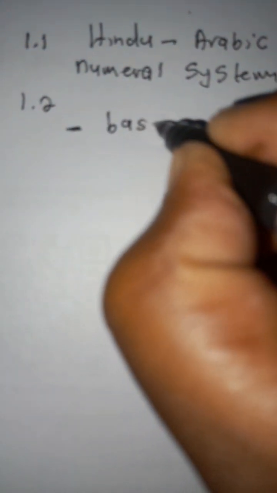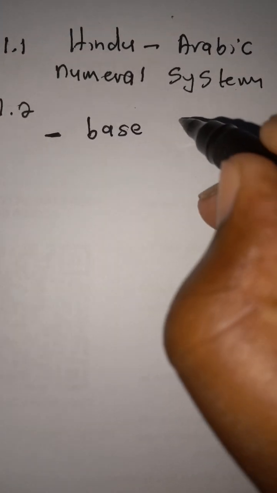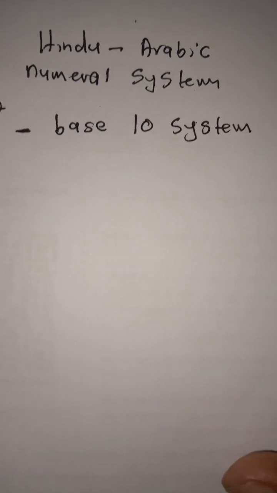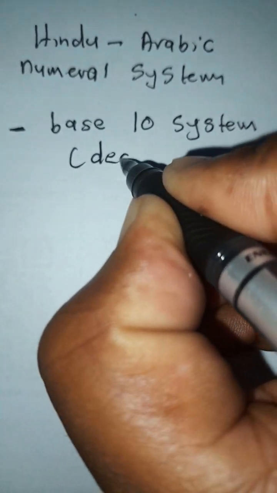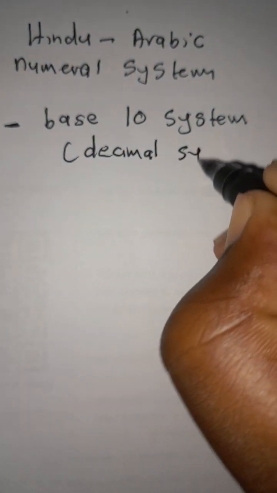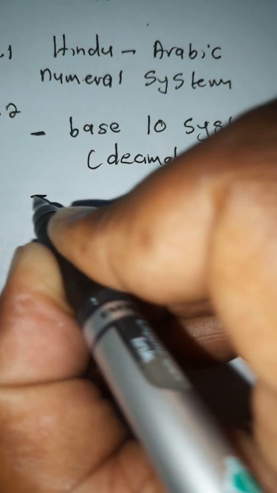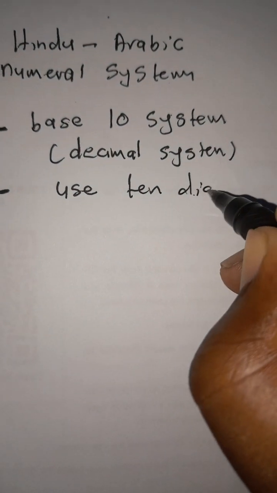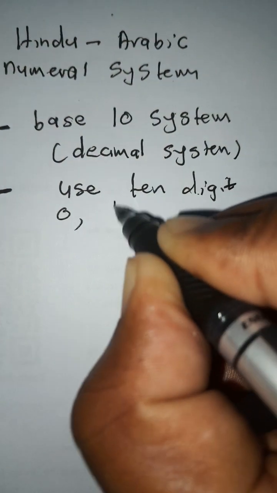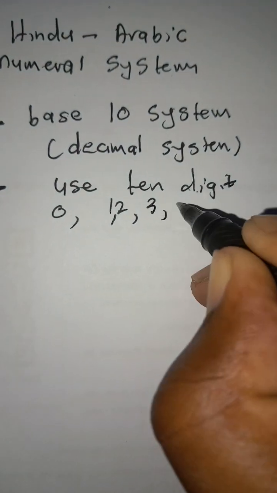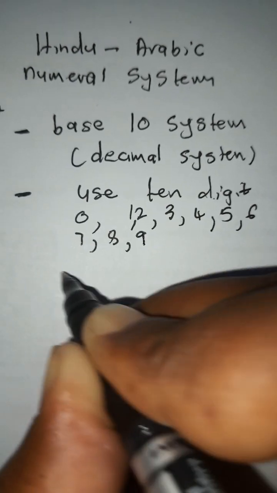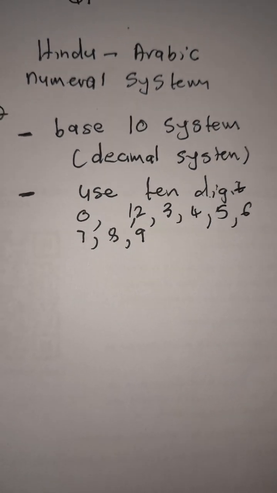All right. Just as I've said, it uses a base 10 system, or what we call a decimal system, right? The second one, I said that it uses 10 digits, meaning 0, 1, 2, 3, 4, 5, 6, 7, 8, 9. It uses a 10 digit system.